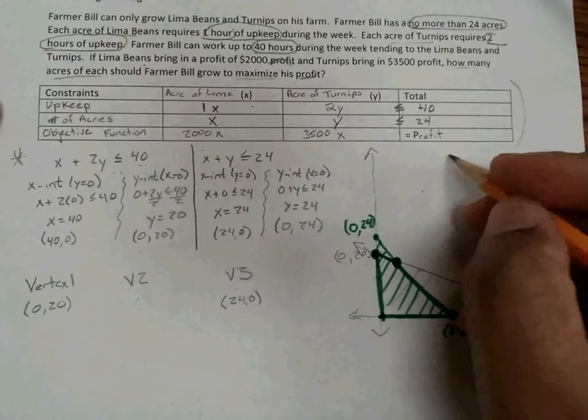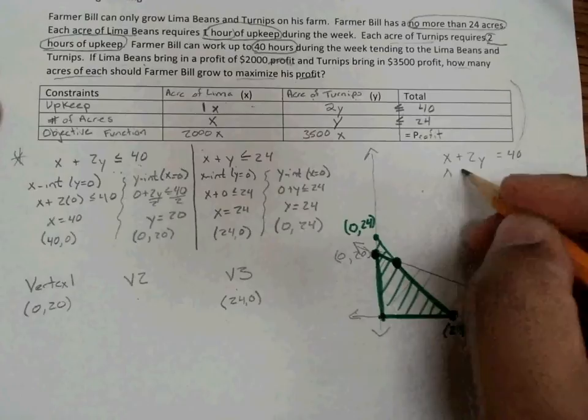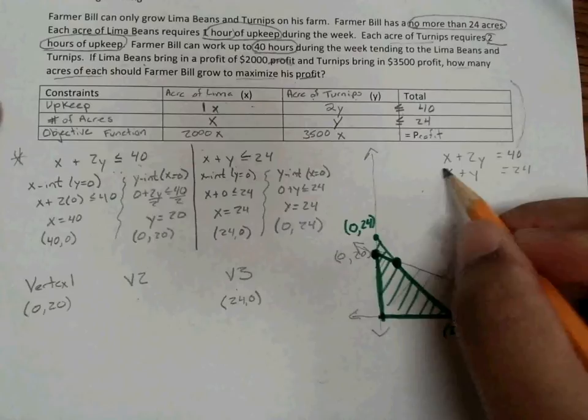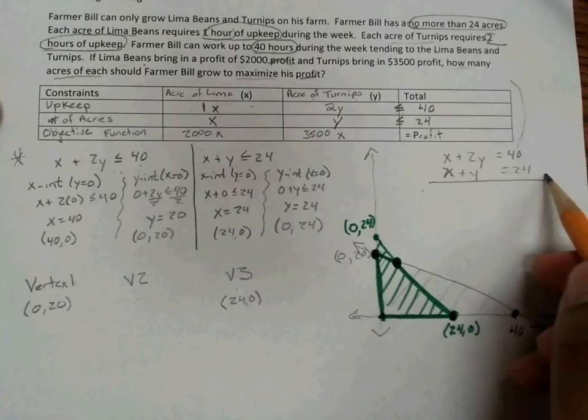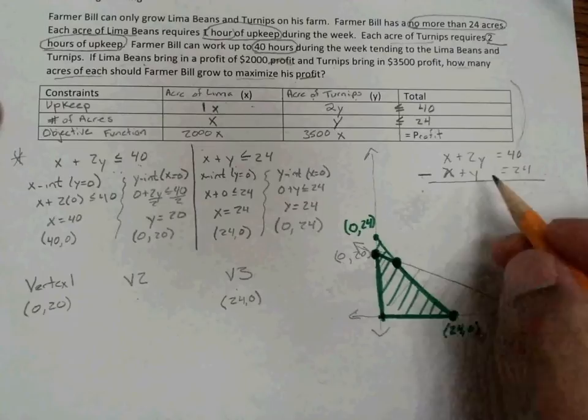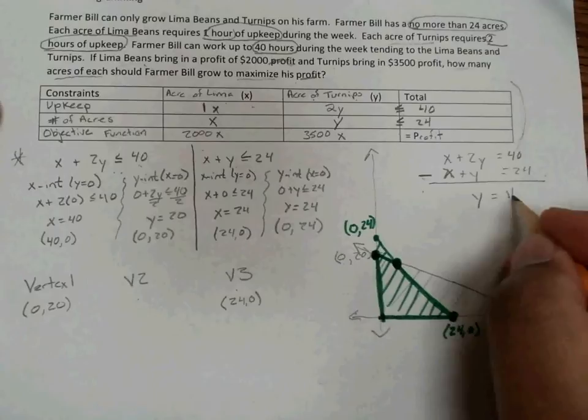So we have x plus 2y is equal to 40, and x plus y is equal to 24. And when we look at it, hopefully you realize that we could just use elimination because it's set up perfectly. So you can multiply the bottom one by negative 1, then add it. I'm just going to go ahead and subtract. x minus x is 0. 2y minus y is just y. And 40 minus 24 is 16. So I know my y is going to be 16.